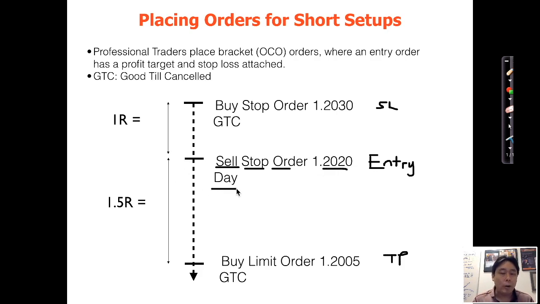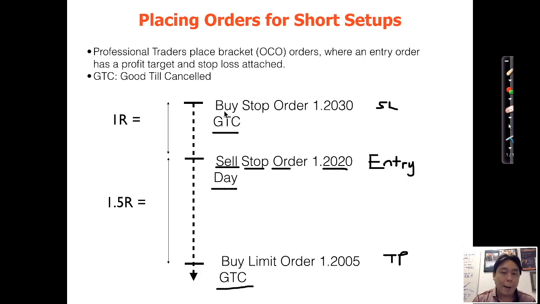And it could be a day order or good till cancel. Doesn't matter because you would normally get filled within a day. But for your stop loss and your target price, you definitely want it to be a GTC order. They have to be good till cancel. They have to be there to protect you all the way till one of them gets hit.